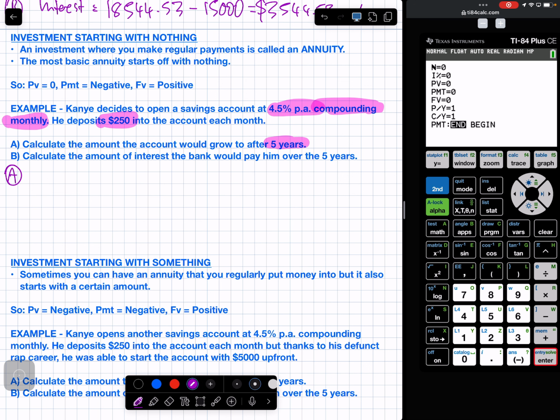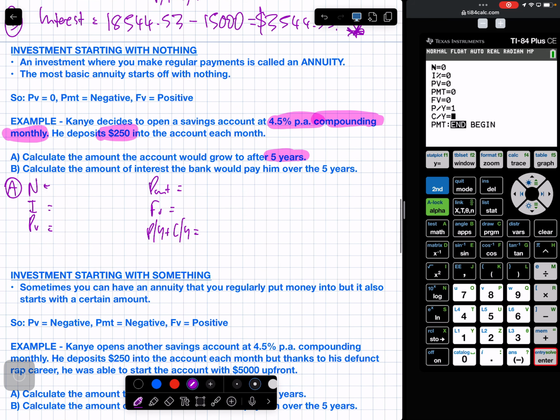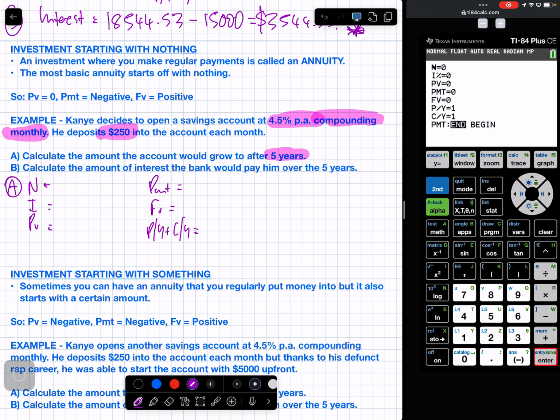How do I show maths on TVM Solver? I write what I put into the calculator. So N, I, PV, PMT, FV, PY, and CY. If something's compounding monthly, how many times does a month happen in a year? 12. Good. So PY and CY on your calculator will both be 12. So write that in your working out.